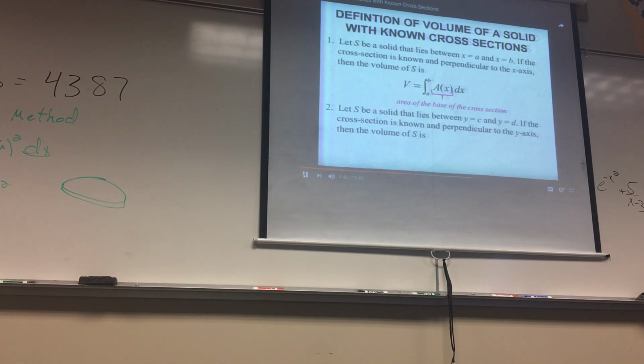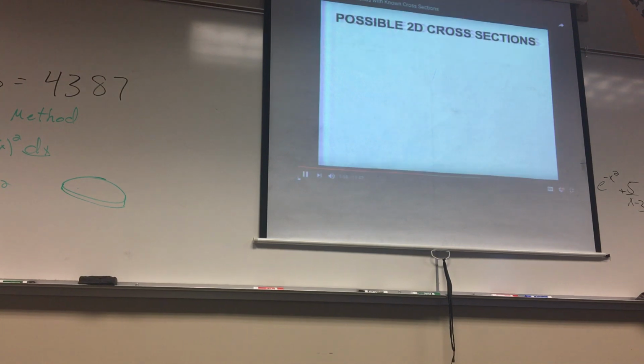Area of the base. And we're going to write this second one down. This part is what if you're going perpendicular to the y-axis. So it's pretty much the same idea. It's just that your cross section in a bird's eye view is going to have a horizontal rectangle. So this time it's going to be in terms of y and going from C to D. So, possible 2D cross section.